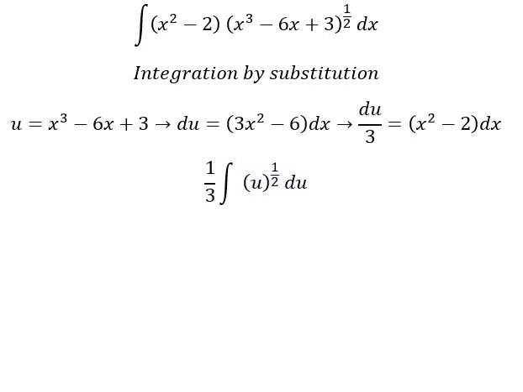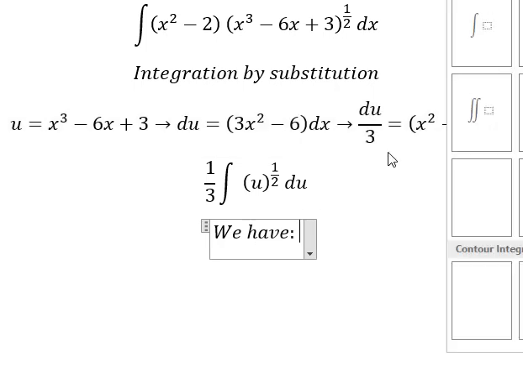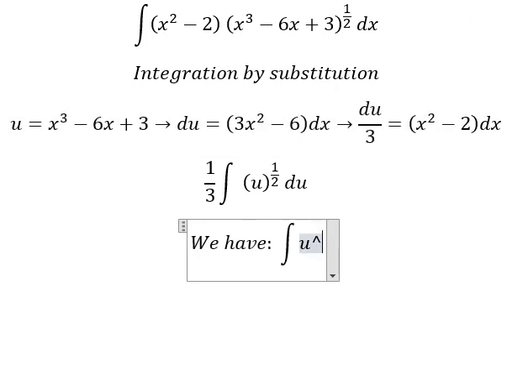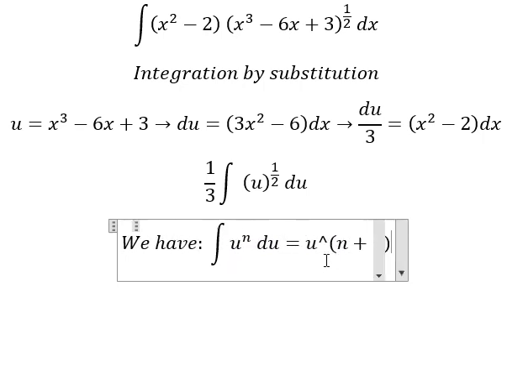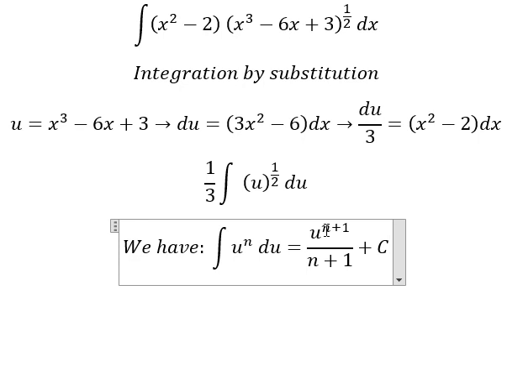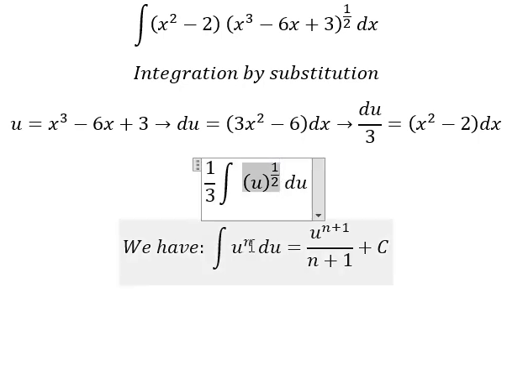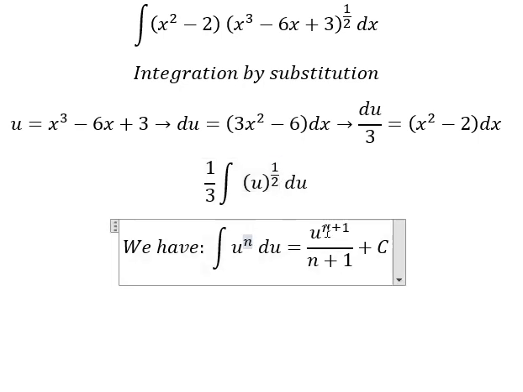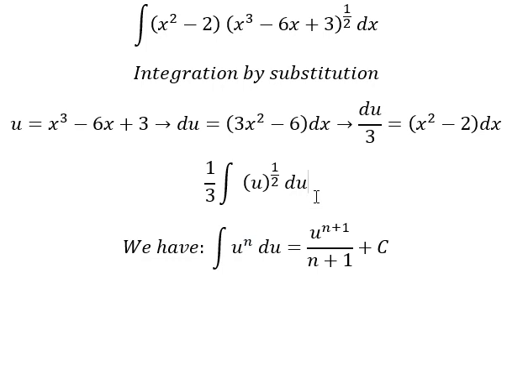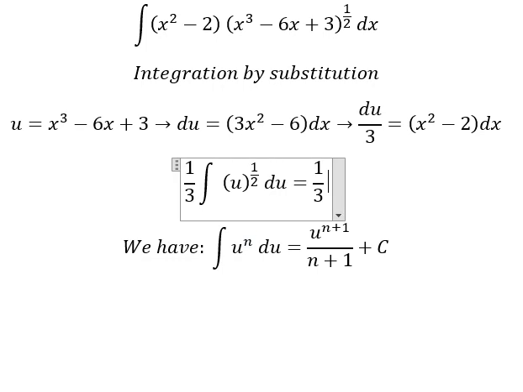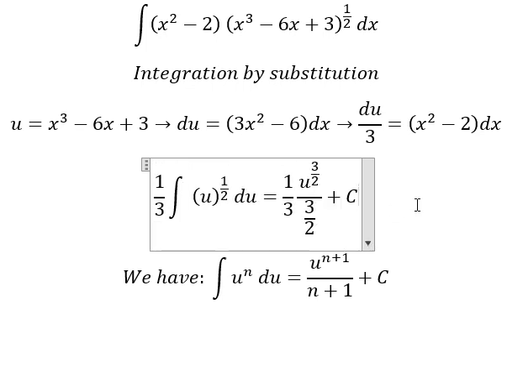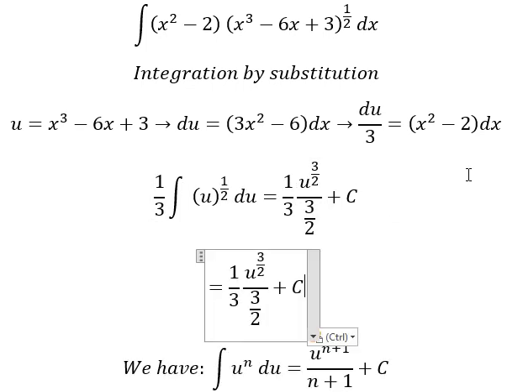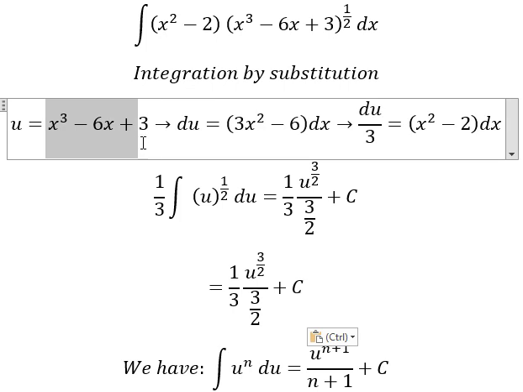Next, we have the formula in here. The integration of u to the power of n du, we have this formula. So we put 1 over 2 here. So 1 over 2 plus 1, we have 3 over 2. Next, about u, that is about this one.